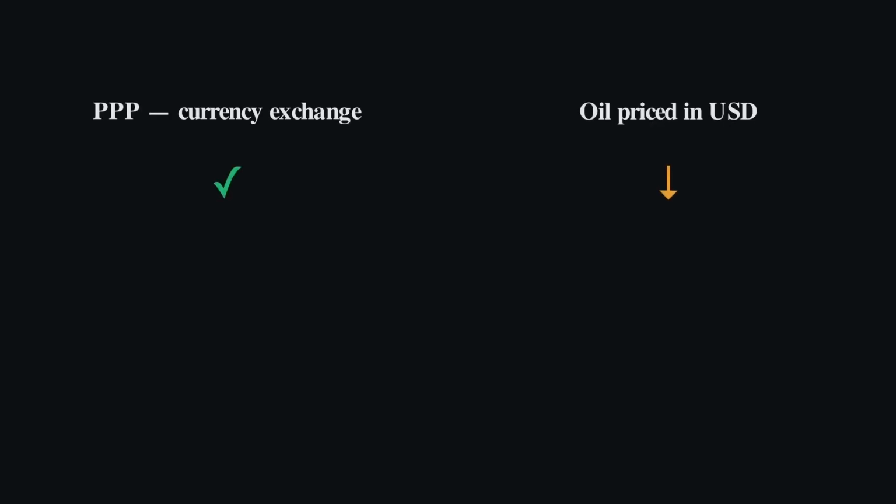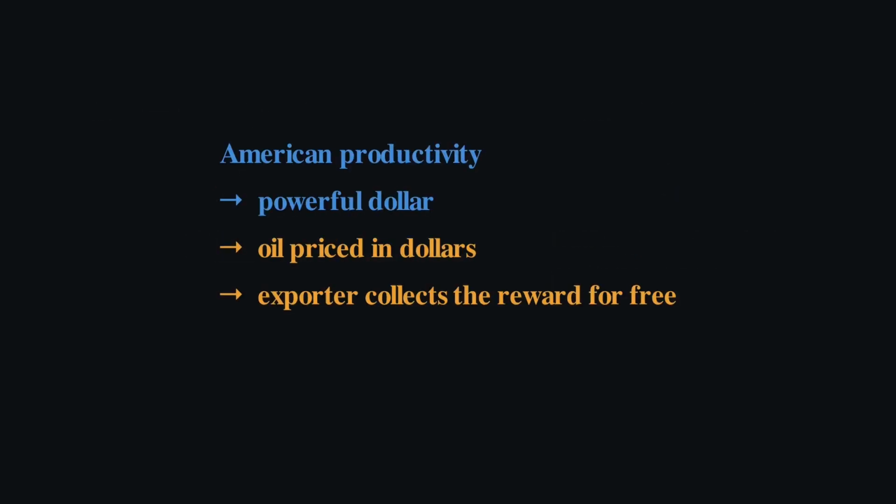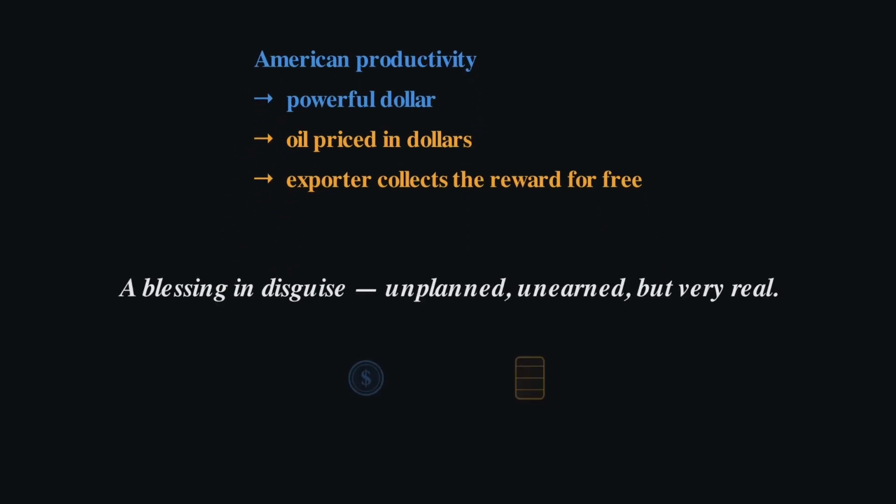The real lesson. So what is the takeaway? In this example, purchasing power parity ensures that no country gains or loses simply by exchanging currencies. The exchange rate adjusts to reflect each country's productivity. That part is fair in this scenario, but crude oil is a real commodity, priced at a fixed nominal amount, $1, in US dollars. That dollar has been made extraordinarily powerful by American productivity growth. So when a Gulf nation sells a barrel for $1 and walks away with 30 baskets, it is, without any effort of its own, collecting the reward of America's hard work.